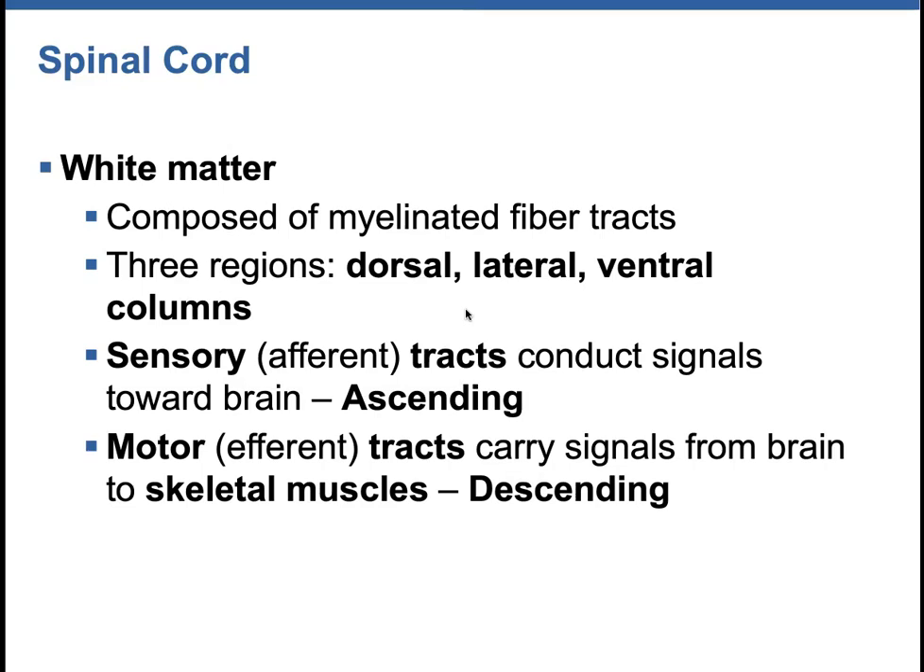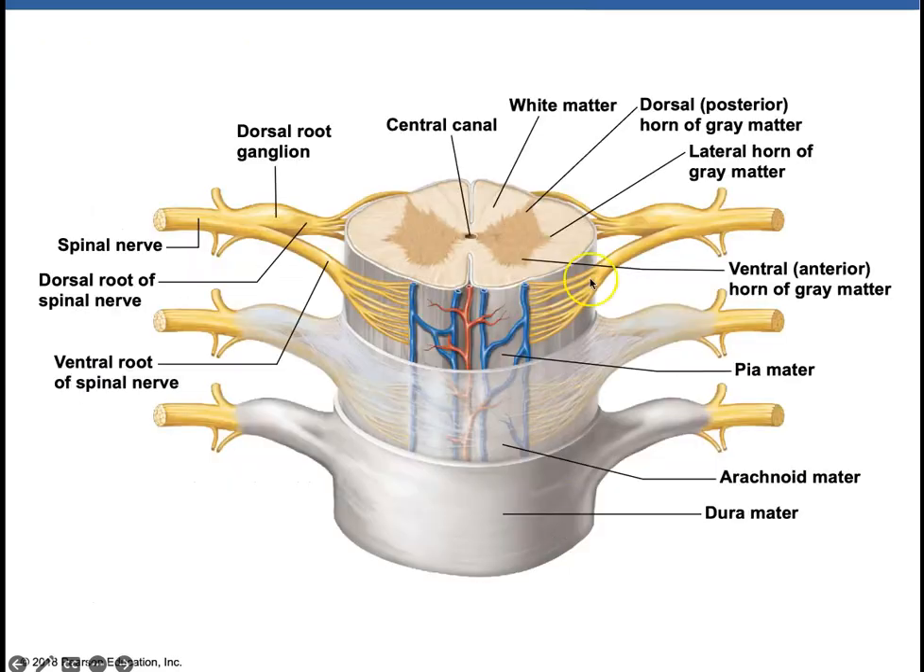And so remember that sensory is going to be called afferent. So that means that these afferent tracks are going to be ascending tracks, which means they're conducting signals that are going up to the brain. And then the signals that are coming from the brain down are descending signals, and those are going to be the ones that are going to the skeletal muscle, and they're called descending. So what we have here is our dorsal column, lateral column, and ventral column.